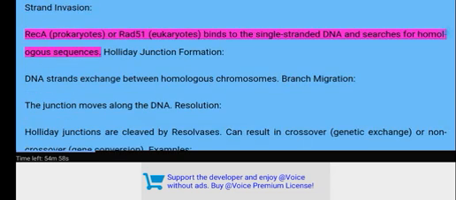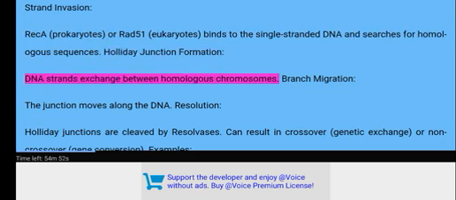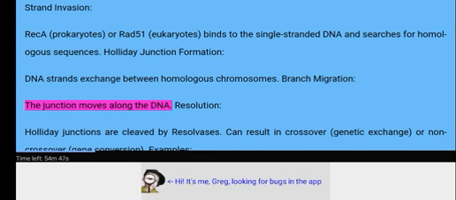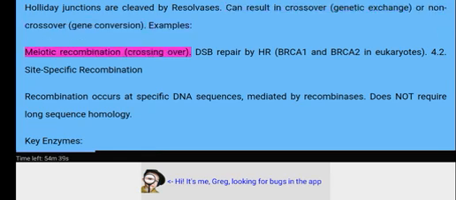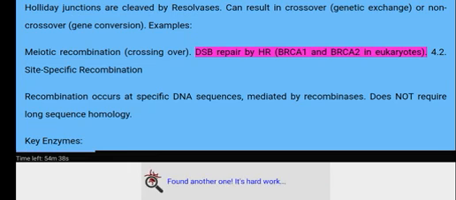Strand invasion. RecA in prokaryotes or RAD51 in eukaryotes binds to the single-stranded DNA and searches for homologous sequences. Holliday junction formation. DNA strands exchange between homologous chromosomes. Branch migration. The junction moves along the DNA. Resolution. Holliday junctions are cleaved by resolvases. Can result in crossover genetic exchange or non-crossover gene conversion. Examples. Meiotic recombination, crossing over. DSB repair by HR, BRCA1 and BRCA2 in eukaryotes.